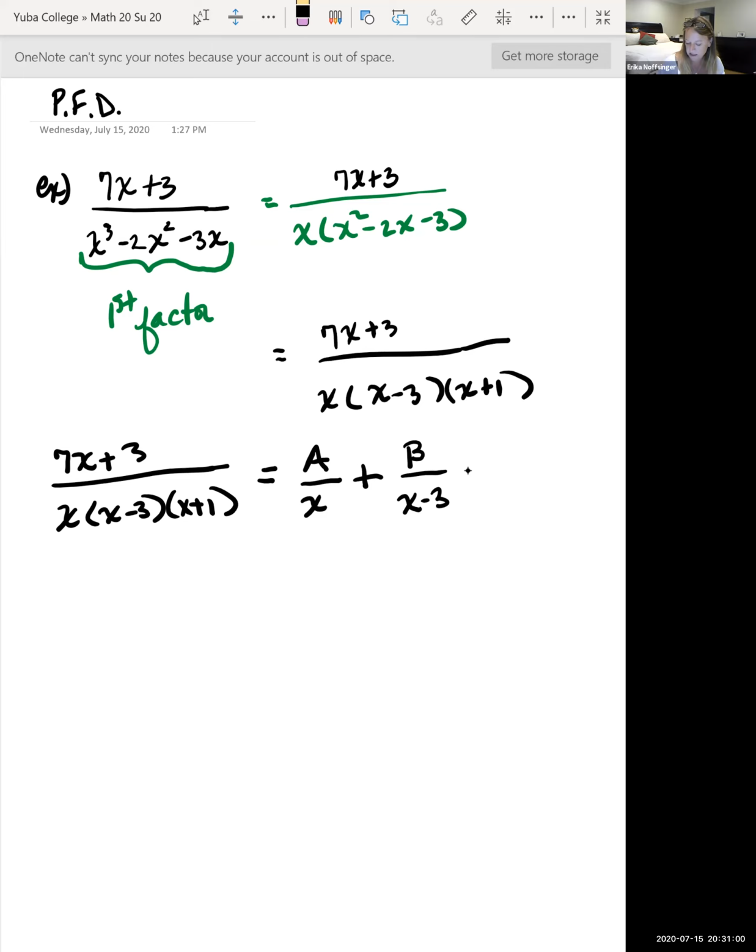Go to my next factor, x plus 1. It's linear. It's only appearing once. So I write it in the form of c all over x plus 1.